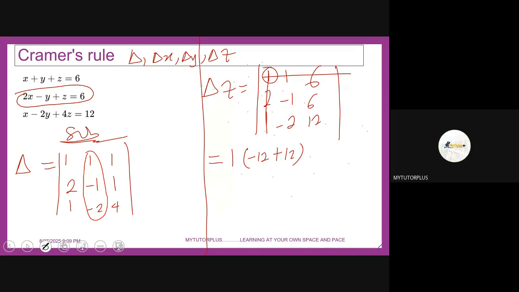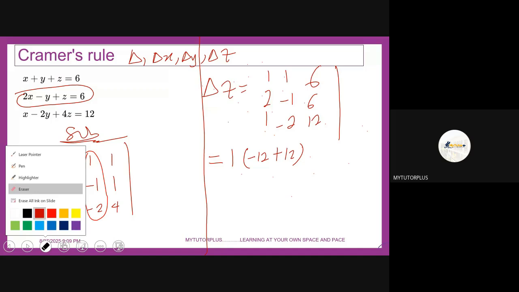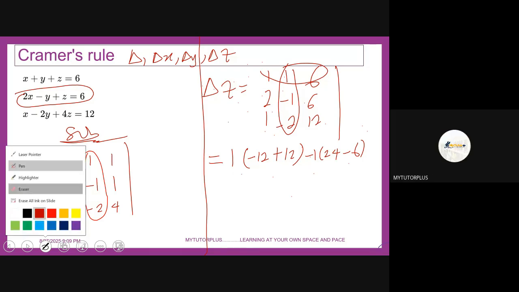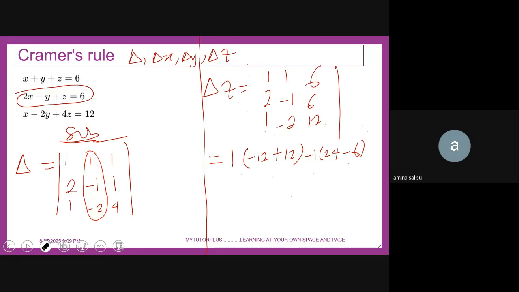Then the next one, pick the second number. What is my second number in the second column? 1. 2 times 12 and 6 times 1. Okay. That's going to be minus 1 into bracket, this will go, and this will also go, right? That's going to be 2 times 12, which is 24, minus 6 times 1, which is 6, right? Yes. Then the last column will be what? 6 plus 6.